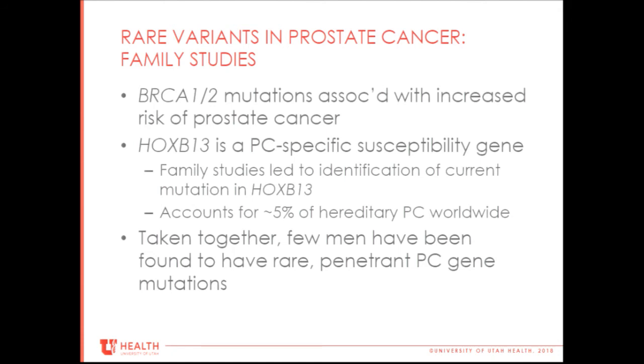It accounts for about 5% of hereditary prostate cancer worldwide. This recurrent mutation is on a common haplotype, which means it's likely a founder mutation arising from Nordic populations. But despite lots and lots of family-based studies, we were unable to find a high number of rare mutations in genes that might cause prostate cancer.